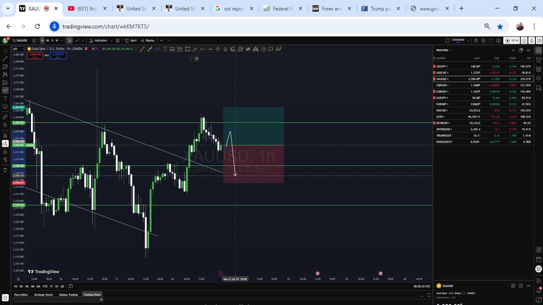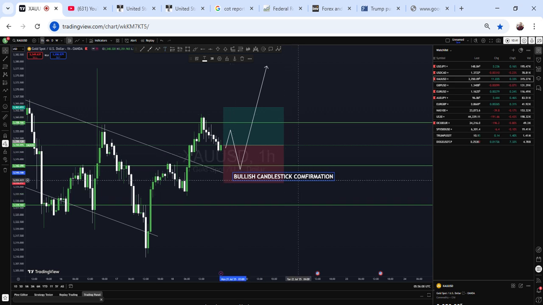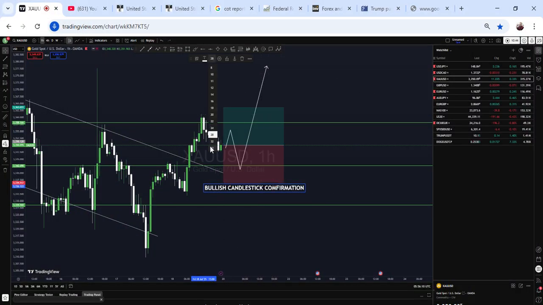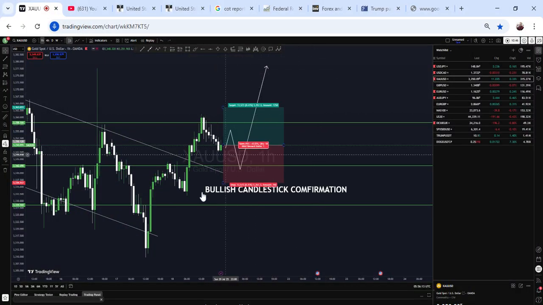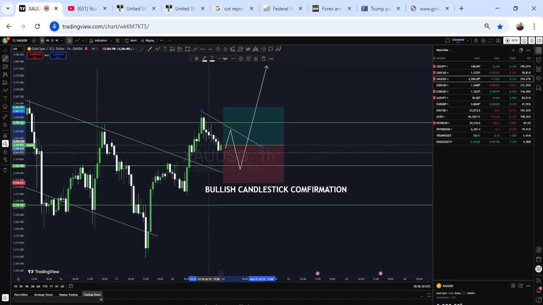Price might just do this by Monday market open and then come to this level again to give us the complete and then go. At this level, I'm looking for what I call a bullish candlestick confirmation. That is what I'm looking for at this level. So once it forms, maybe this could happen on Monday.